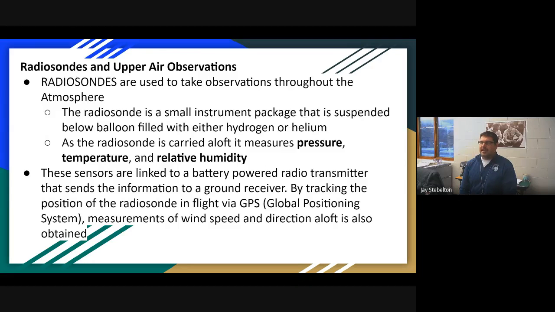So a radiosonde is just an instrument that's attached to a balloon. Those balloons are filled with hydrogen or helium, and it's carried up into the atmosphere. I think I showed you guys a video of a weather balloon launch earlier this semester. When they launch those radiosondes, that balloon continues to rise in the atmosphere until it expands enough and pops. And then the radiosonde falls back to Earth.